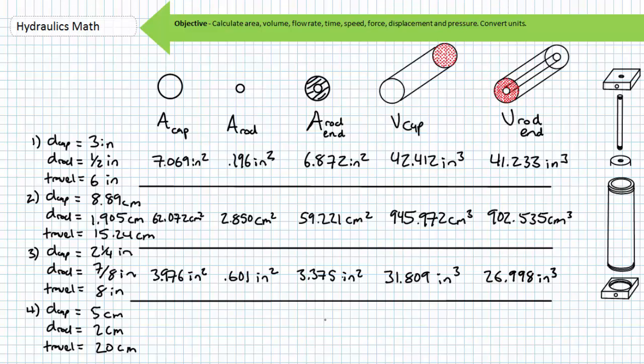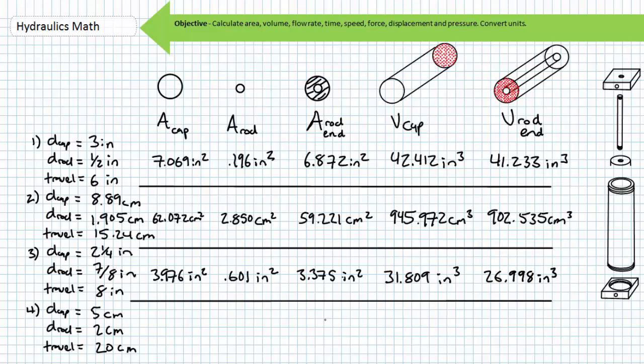Our third illustrated example has a cylindrical actuator with a 2¼ inch cap diameter. This presents a surface area of 3.976 inches squared. The rod has a 7/8 inch diameter. The rod has a surface area of 0.601 inches squared. The rod end, the ring, is the area of the cap minus the area of the rod. Presents a functional surface area of 3.375 inches squared.